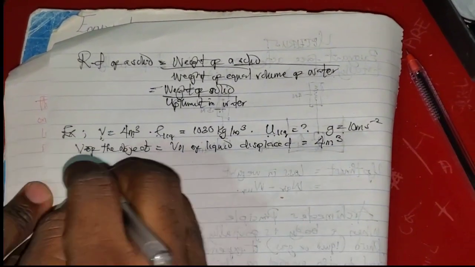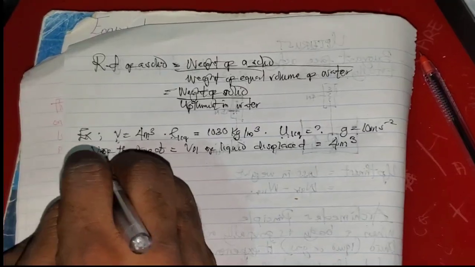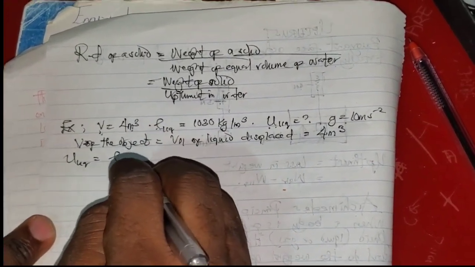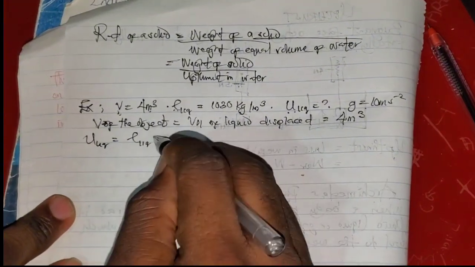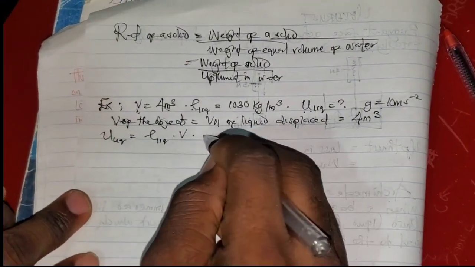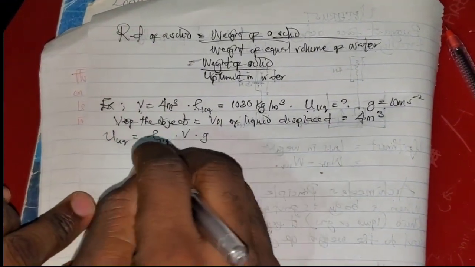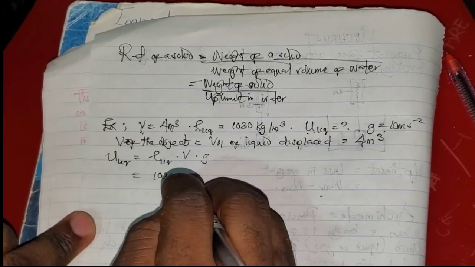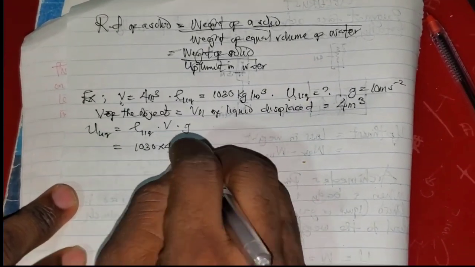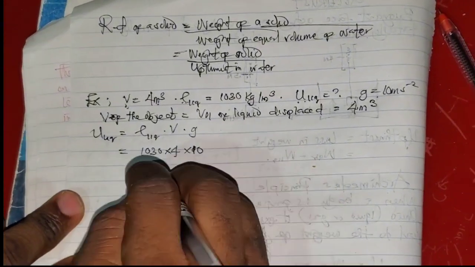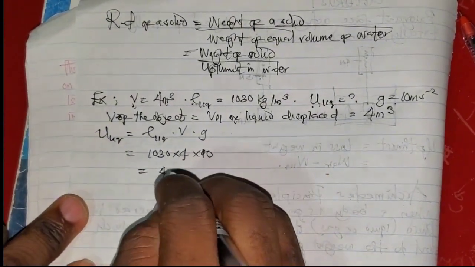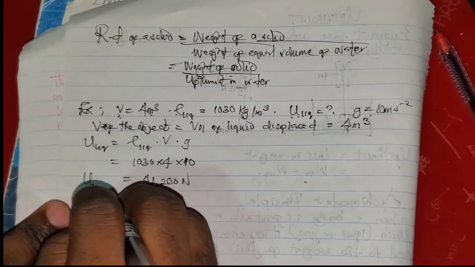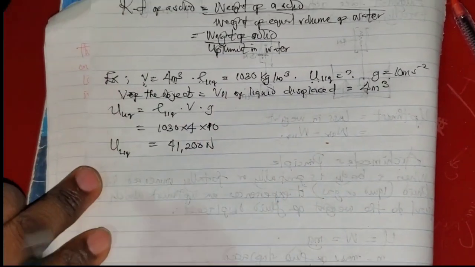4 meter cube. So we have the upthrust in liquid equals the liquid density times the volume times g. So we can now write this as 1030 times 4 times 10, and this will give us 41,200 newtons. So the upthrust in the liquid is equal to 41,200 newton.